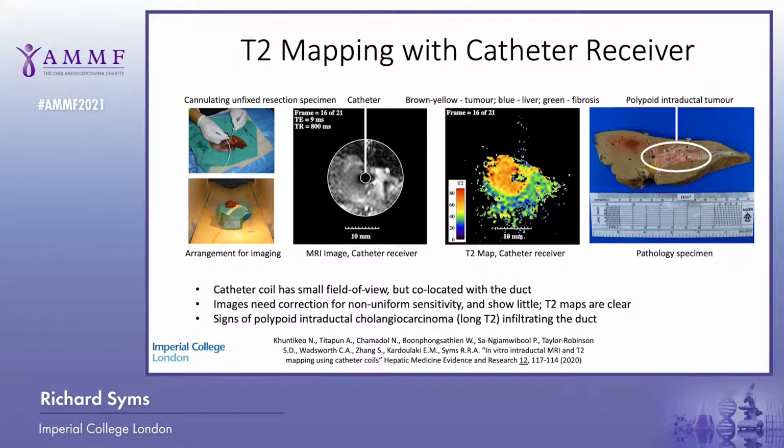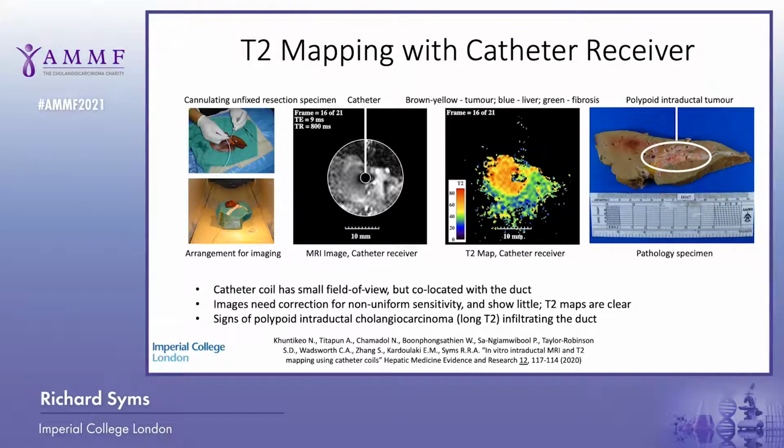Normally, cholangiocarcinoma is a disease that grows along or around the ducts inside the liver. In this experiment, we've got a fresh specimen from a patient that's been resected possibly half an hour to an hour before. We're placing a catheter receiver inside the duct, that's shown in the photos on the left, and then the specimen is being scanned.